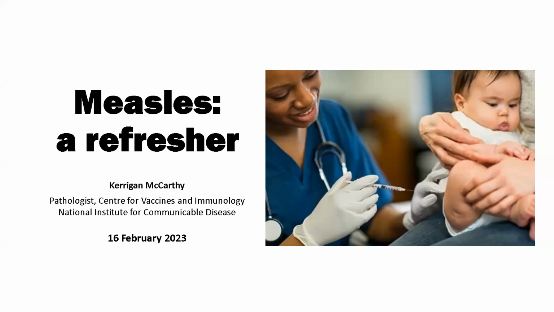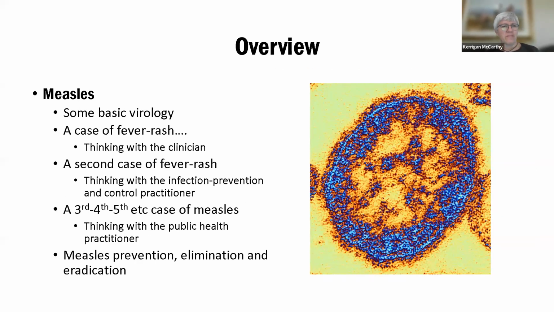Thanks. So I'm going to go through some basic virology, and then we're going to talk in cases. We're going to talk about a case of fever rash, where we're going to be thinking with the clinician's hat around diagnostics and management. I'm then going to share a second case, and we're going to be thinking with the infection prevention and control practitioner in terms of quarantine and isolation. And then I'm going to share with you the story of an outbreak in 2017. And we're going to think there with a public health practitioner.